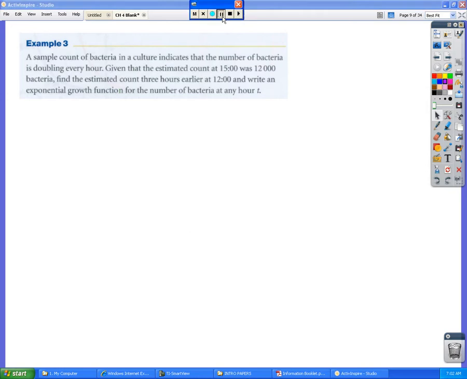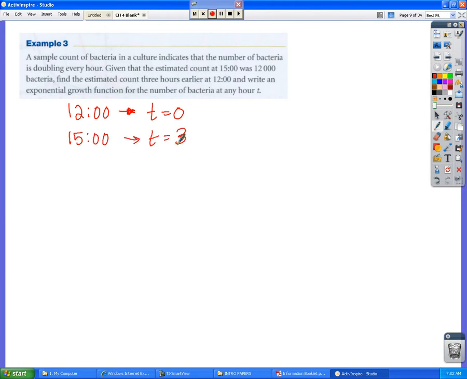So let's see. In the problem, just because we're talking about 3 hours earlier, I'm going to say that time equal to noon, so 12, we're going to just start our problem there. T is going to be equal to 0 there. So at 1500 hours, your T is equal to 3. The sample count doubles every hour. So from there, we know some things.